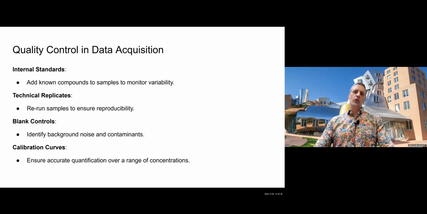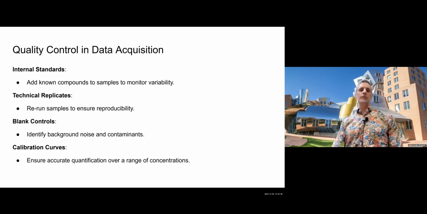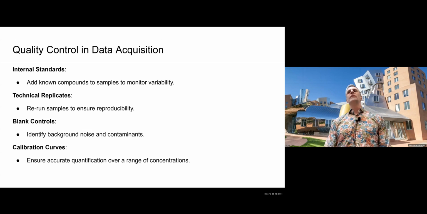Quality control. There are two types of metabolomics that we can do. One is targeted and one is untargeted. Here I'm mostly talking about untargeted, where we're taking everything that comes through. But in either case, there may be a few targets that we really care about.